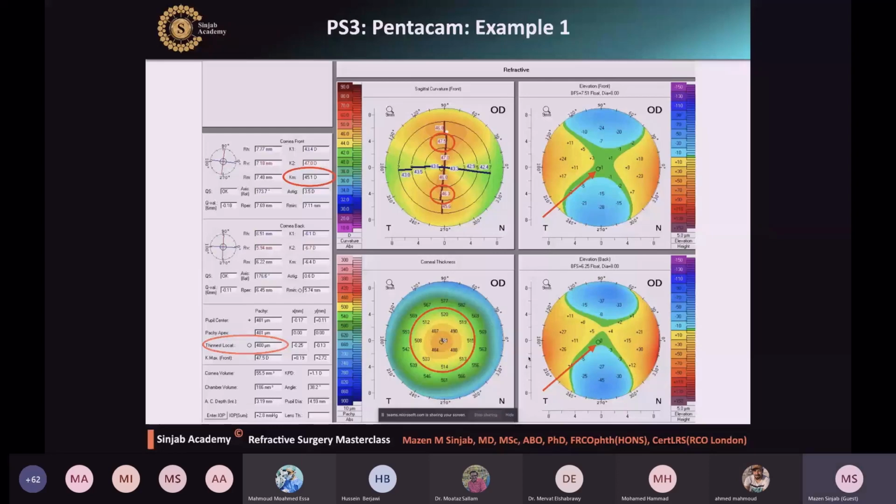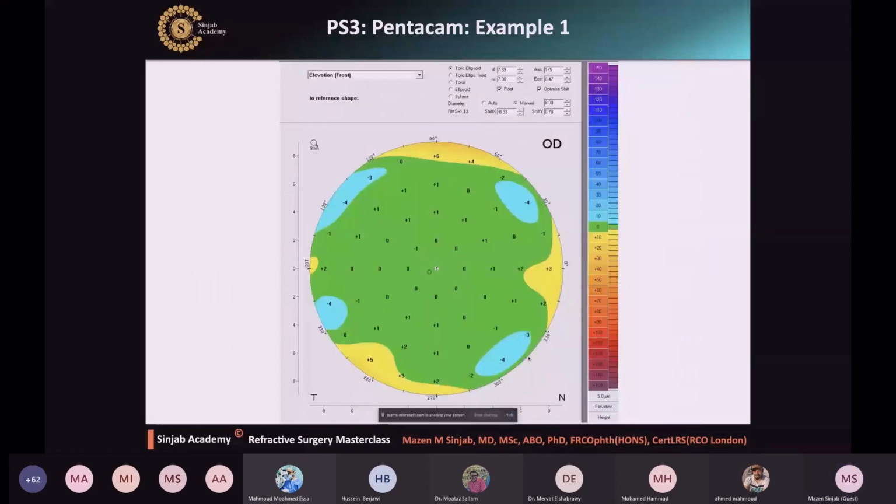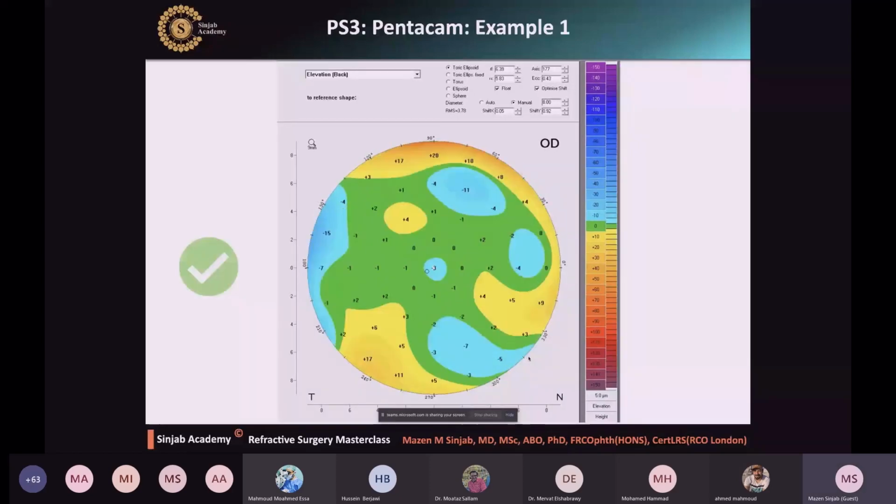Then we go to the elevation map with the best fit toric ellipsoid as Holladay recommends. As we see, none of the numbers is above 12 microns for the front or 15 microns for the back. So both are okay. Then we study the relative pachymetry map.